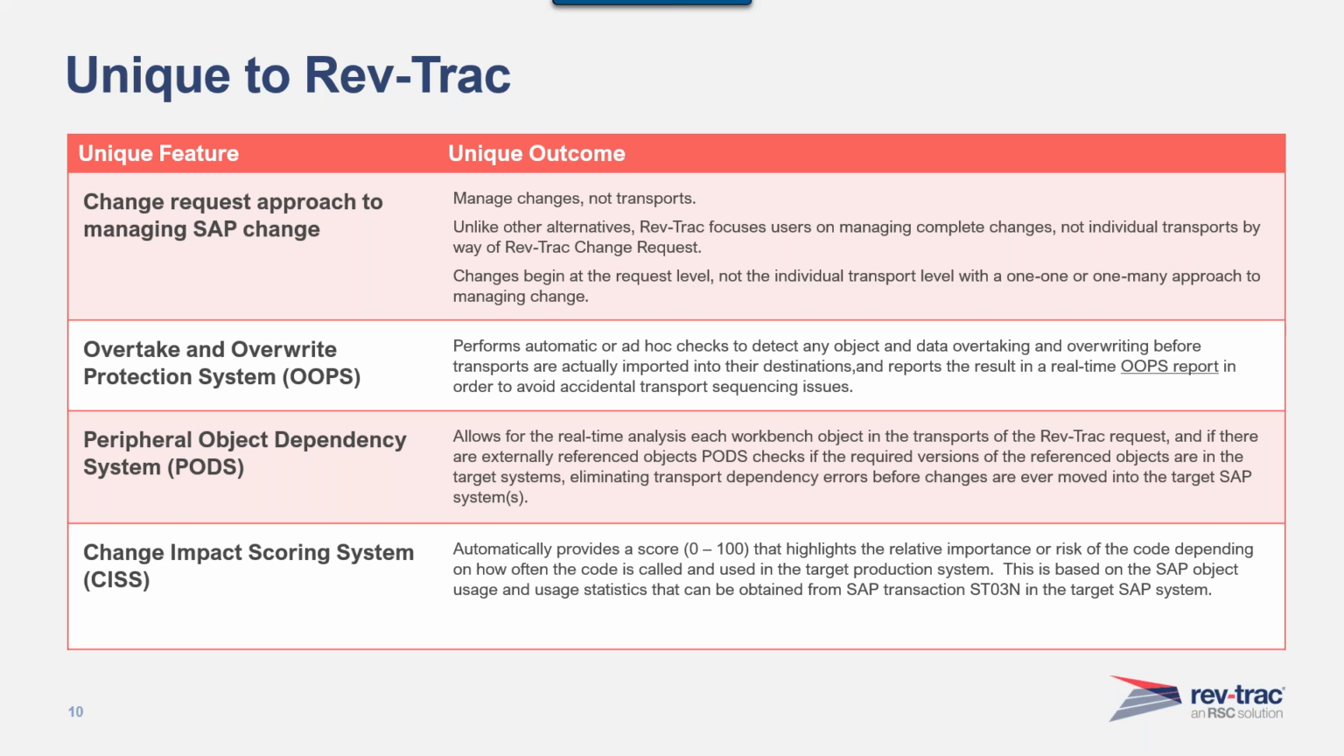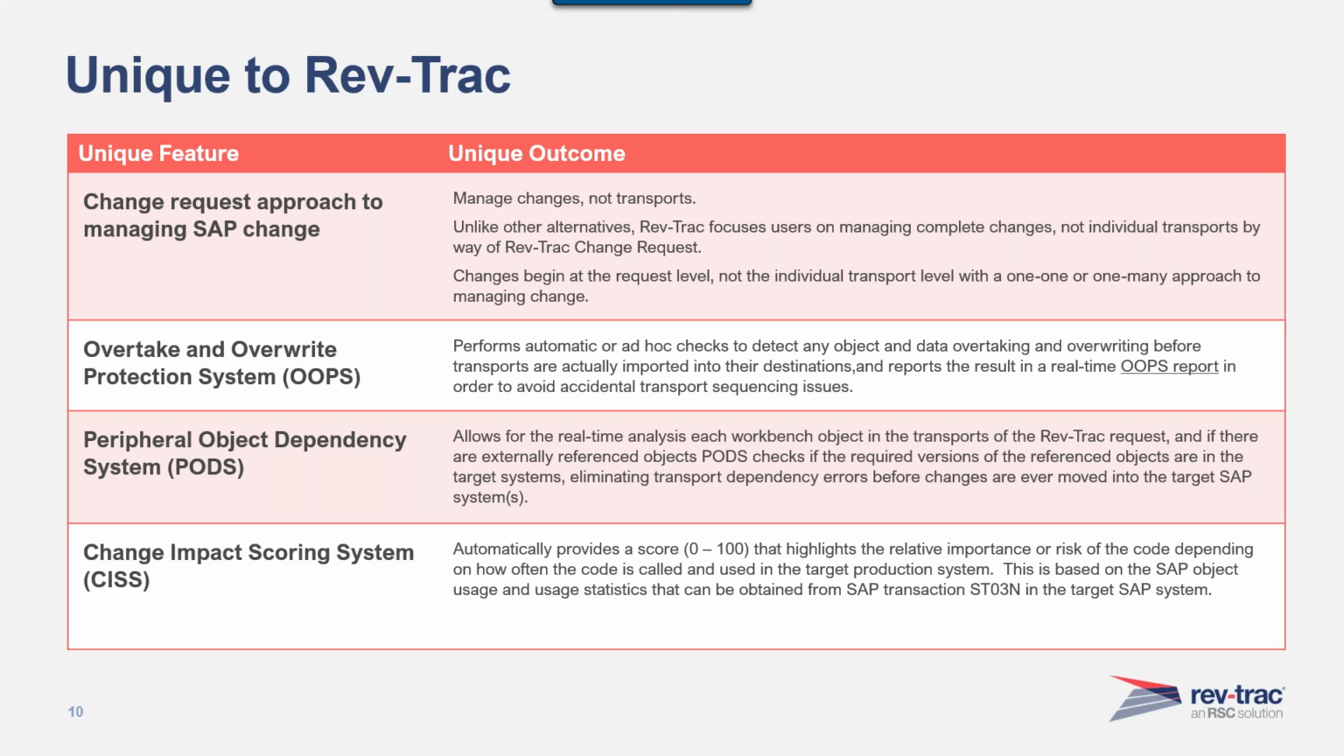So that was something we had. Two changes we recently made to OOPS that might be interesting to some existing customers. That's available in our latest release. The dependency checks are newer, about 5 or 6 years old now. We call it PODS, peripheral object dependency checks. And that's not looking for sequencing errors, but that's looking for the external dependencies.